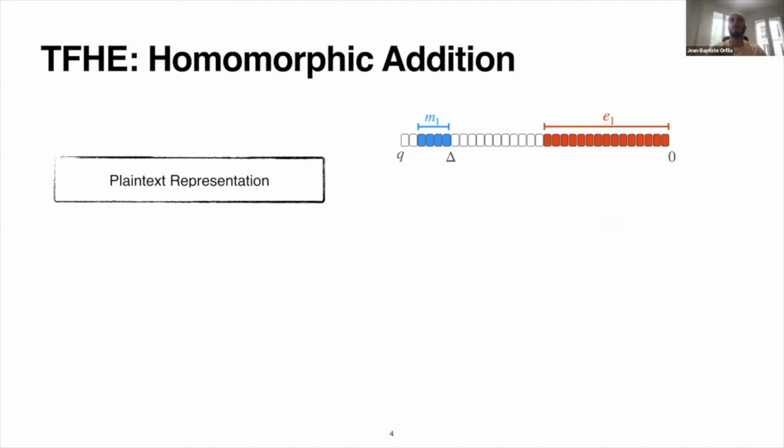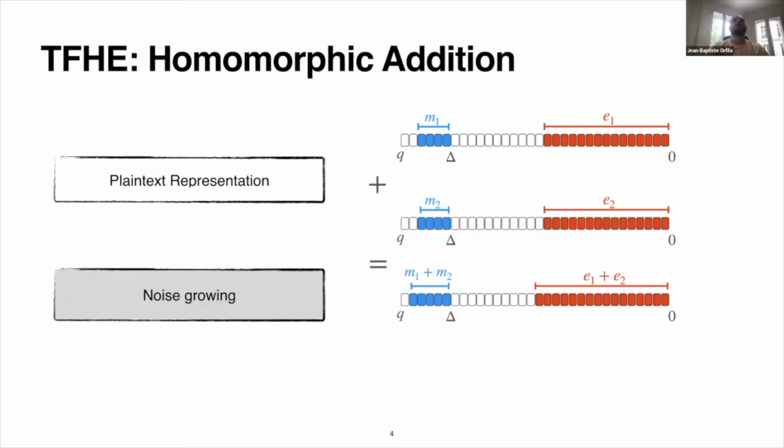So once again, this is the plaintext representation, but this represents generally encrypted data. And we want to compute a homomorphic addition using the TFHE scheme. So we have two messages that are encrypted. We are computing the addition, and then there are two phenomena appearing. The first one is that the noise is growing, meaning that the red part on the right side of the ciphertext is growing.